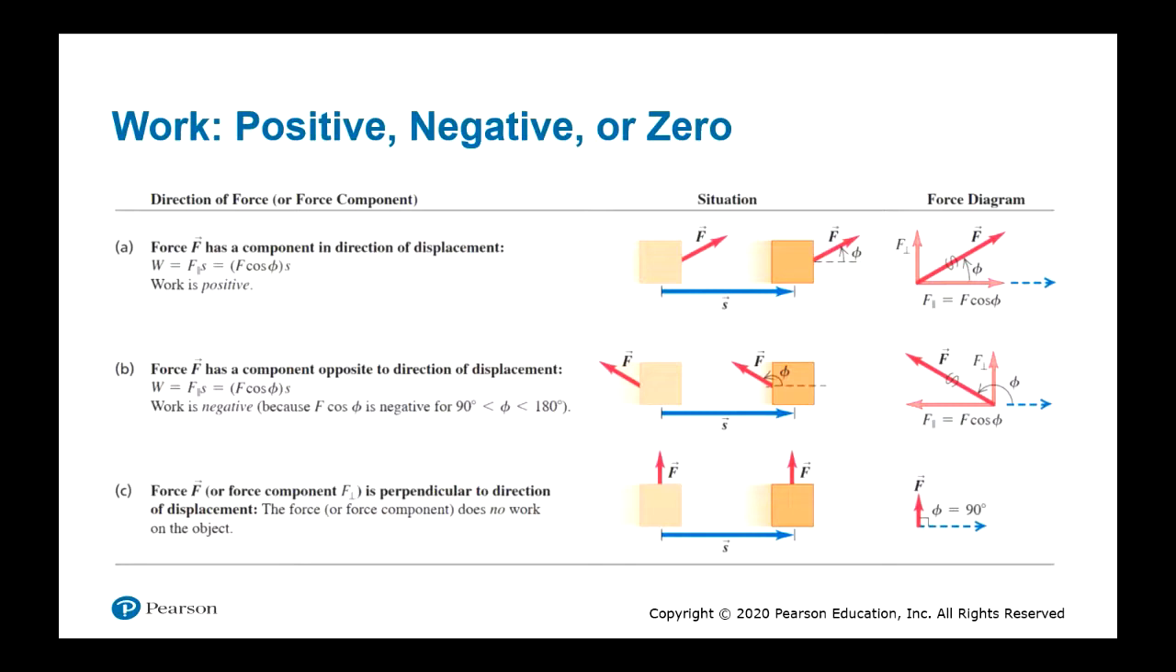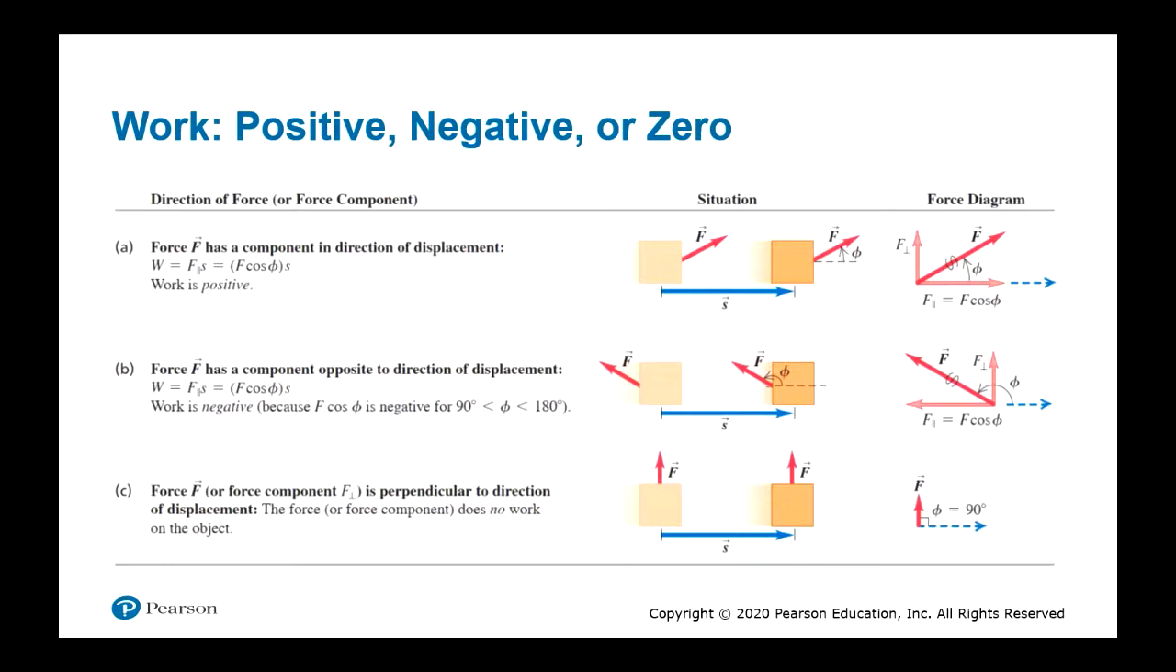So how about when will work be negative? In the second row, row B, you can see that if the force component is in the opposite direction of the displacement, then the work will be negative. So you can also look at it as when phi is less than 180 and greater than 90, then the work value must be negative.